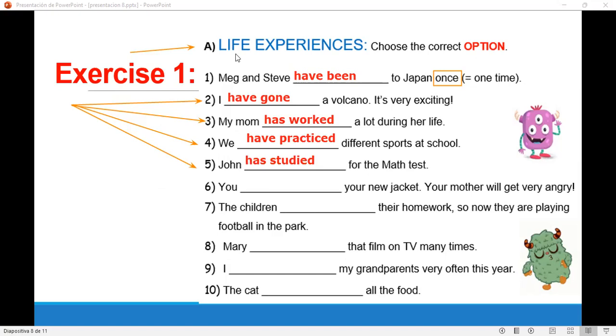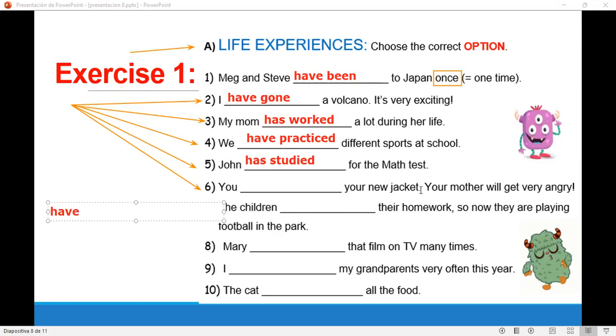Okay, and the next one says, "Your new jacket. Your mom will get very angry." Which one do you think? You has bought your new jacket. You has bought, comprado. But it's "have", not "has", because we are using "you". Okay, both. You have bought your new jacket.